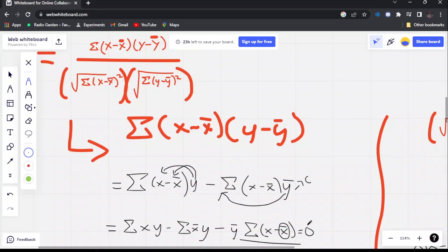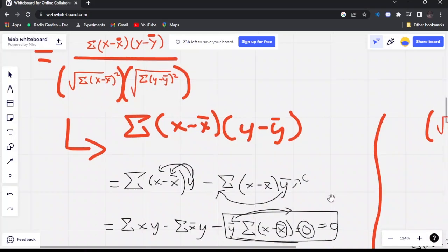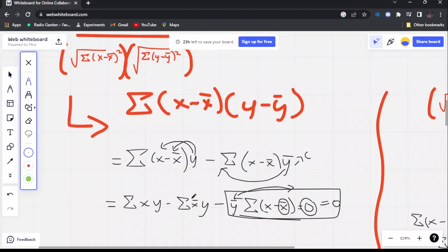So, we need to remember our arithmetic mean so that we can derive the formula for correlation. Now, if we have 0 here, we can now multiply y bar and 0 to get 0. So, this term right here would be redundant. After getting rid of this term right here, we can now proceed to these two terms right here.